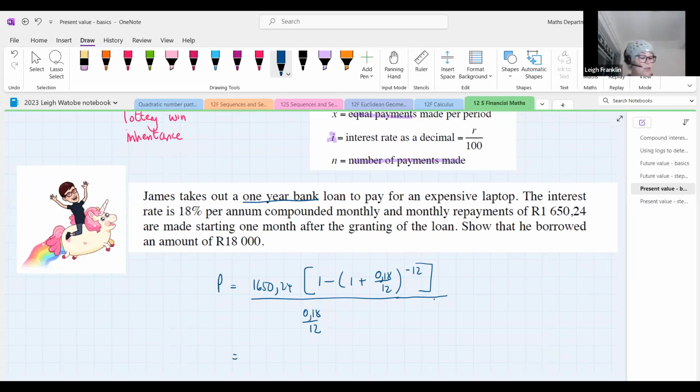Then you can pop that into your calculators and you can share what you're getting as an answer with Yolanda and I. Well, we know it should be 18,000. It should sort of round off to very close to that.